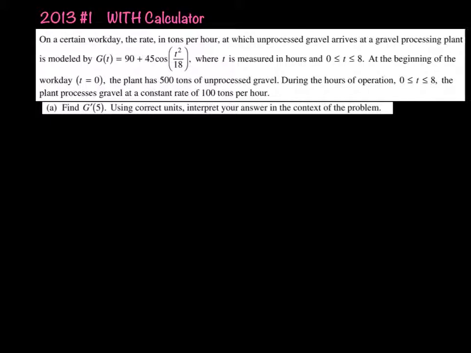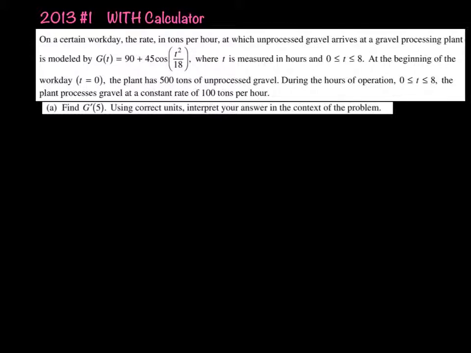Okay, the first question that we're going to take a look at says, on a certain workday, the rate in tons per hour at which unprocessed gravel arrives at a gravel processing plant is modeled by g of t equals 90 plus 45 cos of t squared over 18, where t is measured in hours from 0 to 8.